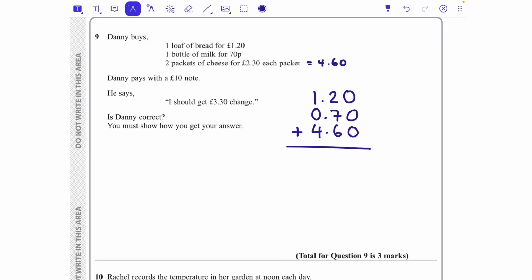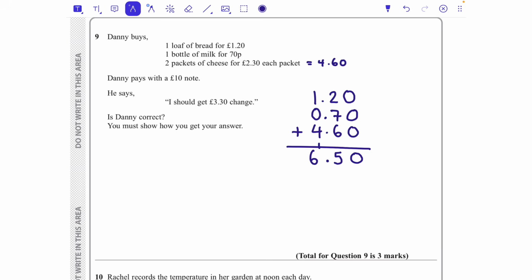So 0 add 0 add 0 is 0. 2 add 7 add 6. So I'll do the 7 add the 6 first. That makes 13. Add on the 2 is 15. So 5 carry the 1. Let's put our decimal point, line it up. 1 add 4, add the extra 1 that we've carried, that's going to be 6. So £6.50 is how much it's going to cost him.